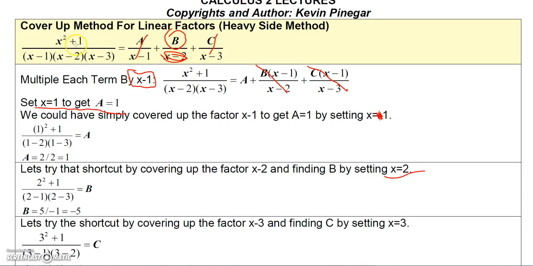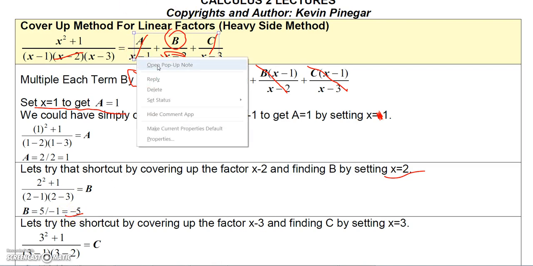So if you plug 2 in on the other side, I get 5 in the numerator, since 2 squared plus 1 is 5. Now remember, we covered up the x minus 2, so in the denominator, if I plug the 2 in here, I get 1 here, and then 2 minus 3 is negative 1, so that's going to give me 1 times negative 1, which is negative 1. So I have 5 over negative 1, which is negative 5. So B would be negative 5.